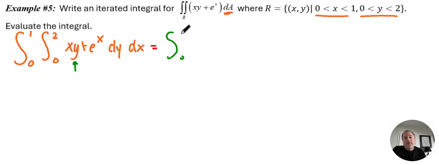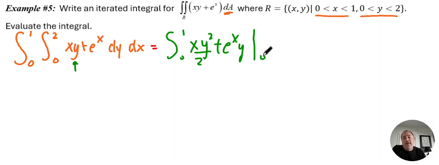We're going to do the integration from 0 to 1, and then we integrate. Well, x is still a constant, so we'll just put x down, and we integrate y as y squared all over 2. Then remember, the constant is e to the x, and we throw a y on that as well, because we're just integrating a constant with respect to y. Then we evaluate this whole thing from 0 to 2, and then we have our dx right here. So let's clean this up a little bit.